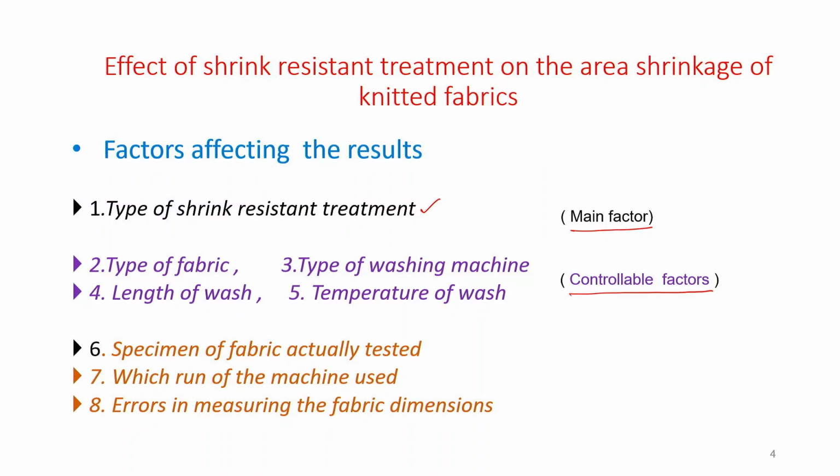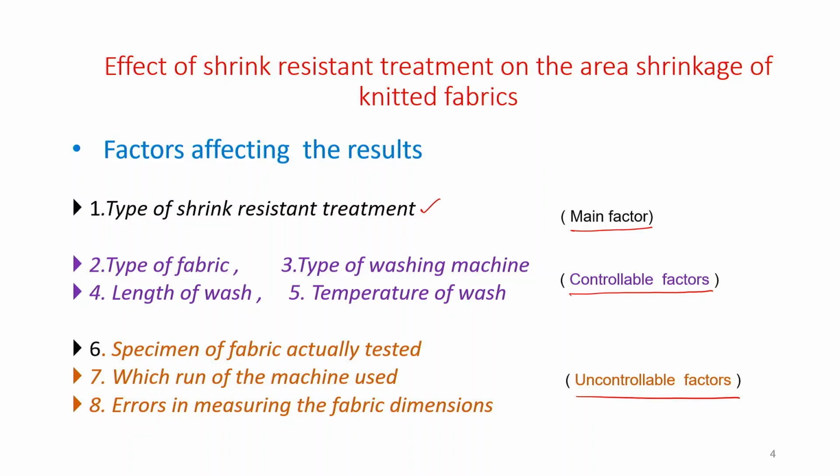The temperature of wash also can be fixed at a certain temperature. Type of washing machine also we can fix. If we have 4 or 5 different washing machines, we will only choose one machine and do all the tests in that machine only. The last 6, 7, 8, these are the factors which are uncontrollable. That is, we do not have control on them.